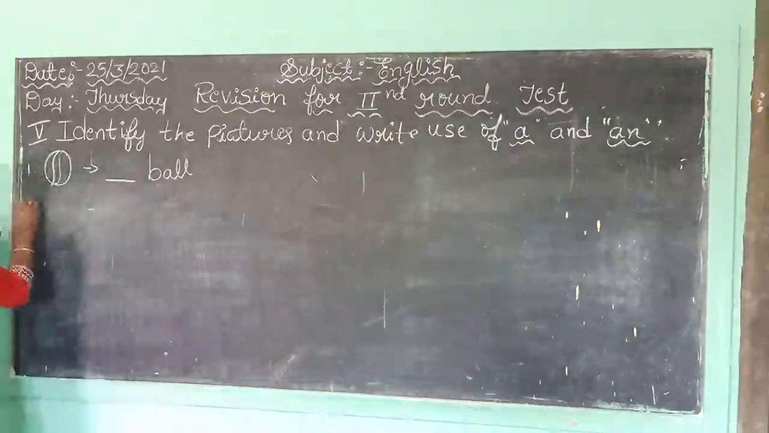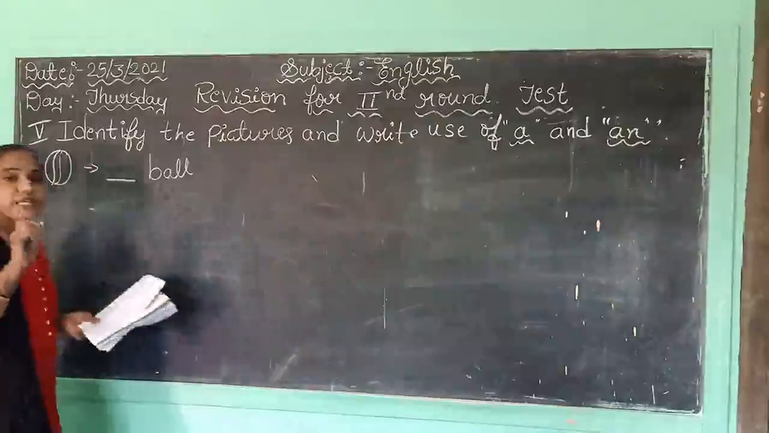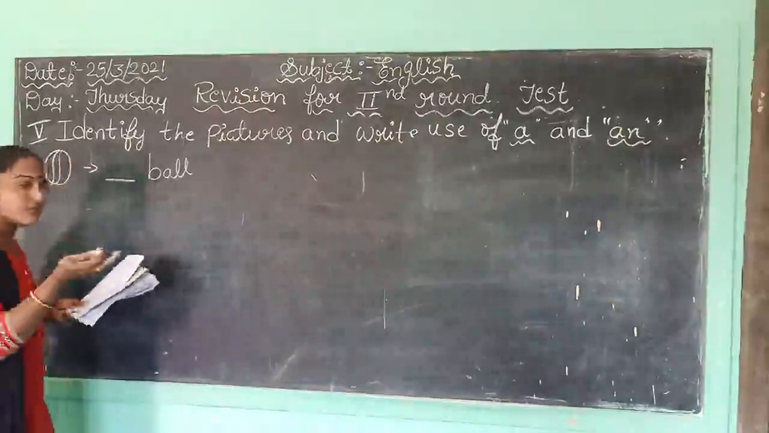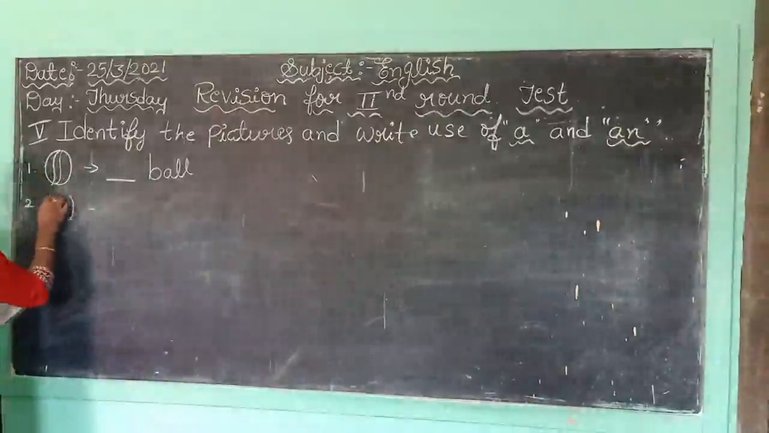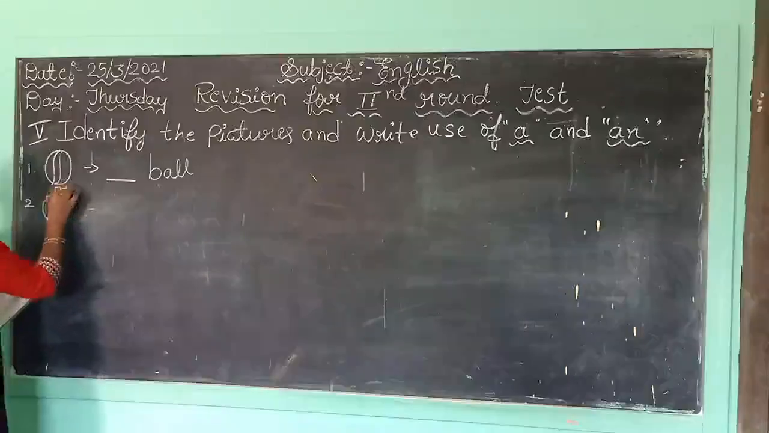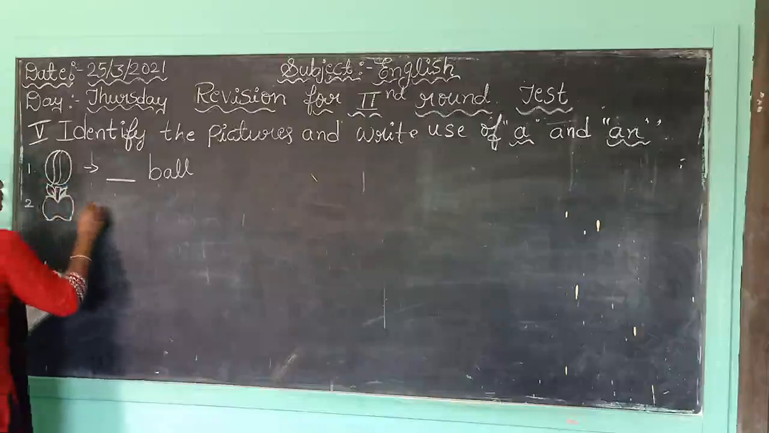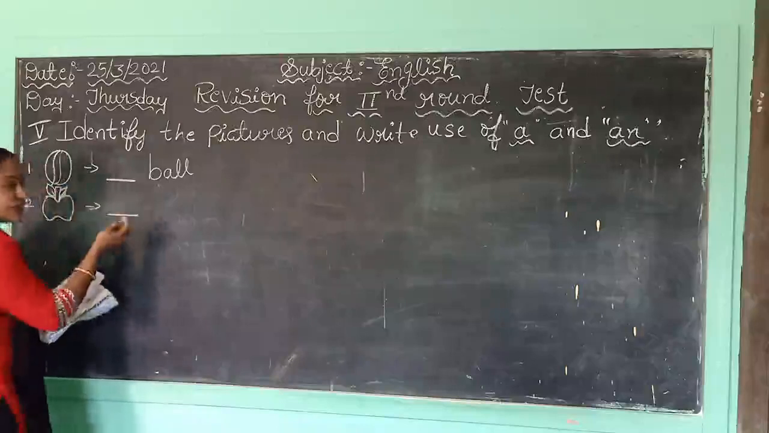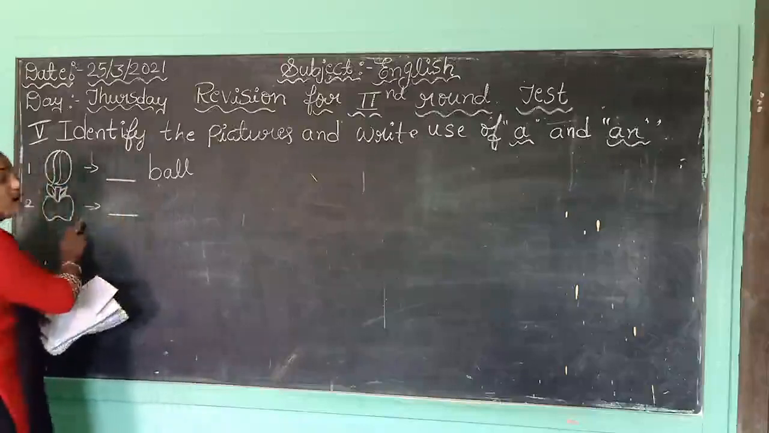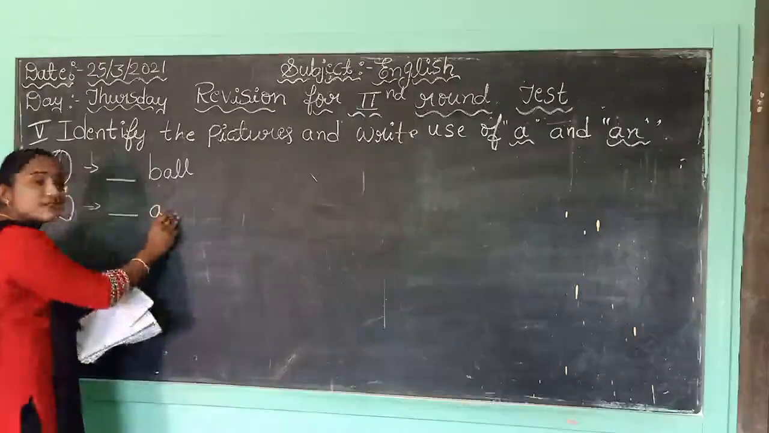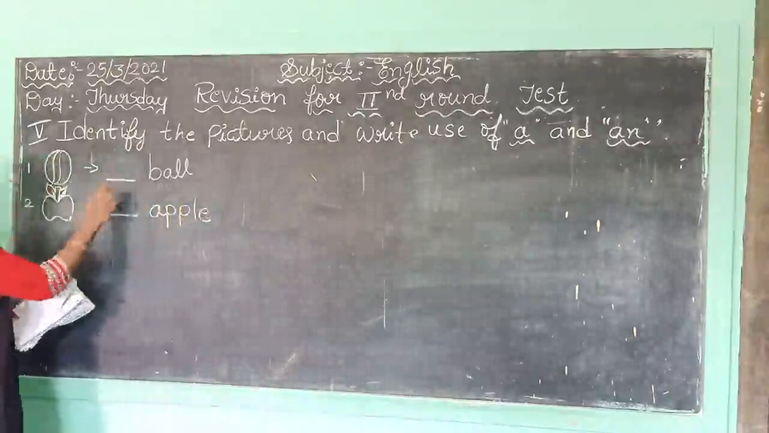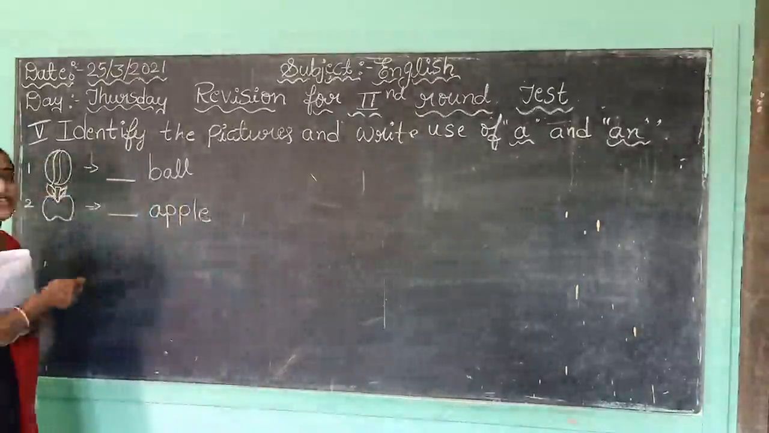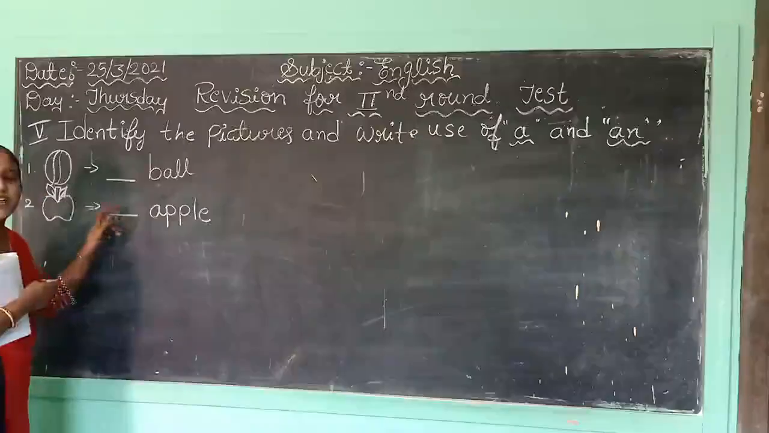Okay, let's go to the second one. After each one, leave one line, children, and then write the next ones. So now next, draw the picture of an apple. Put a small dash like this. What is this, children? Apple. What is the spelling of apple, children? A-P-P-L-E, apple. This is a dash for you also, children. So I have to fill the dash here with the article.